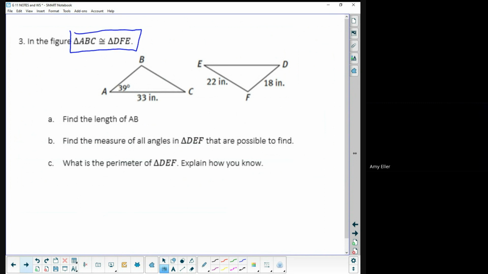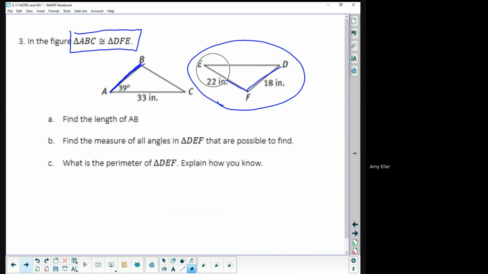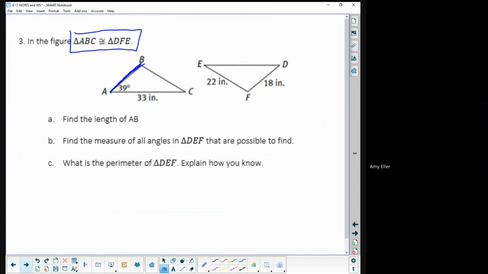Find the length of AB. So here it is in my picture. Some people like to look over here and say, oh, it's equal to 18, and others say, no, it's 22. We should not be guessing. You should be using this statement. This tells you exactly what goes with what, especially if something's not drawn to scale. So let's find AB and see what it matches with.